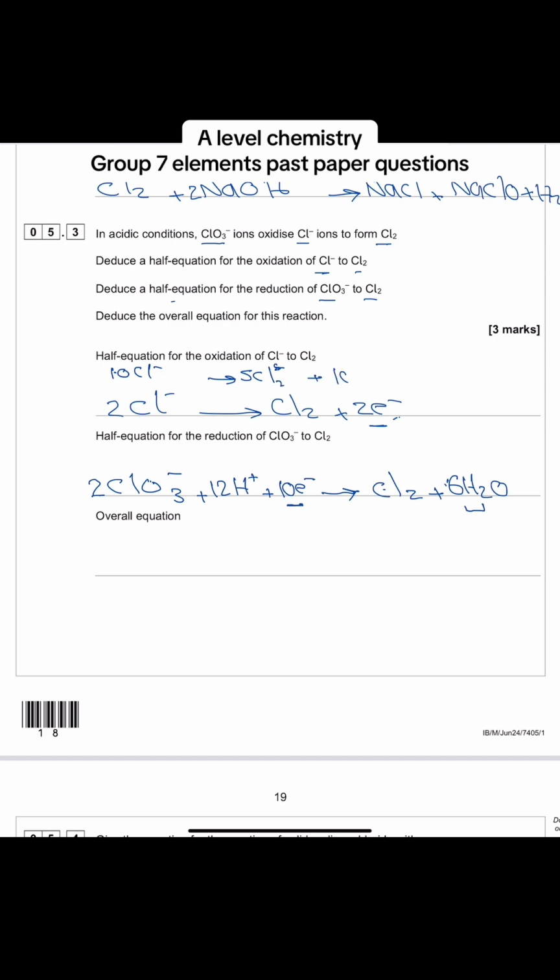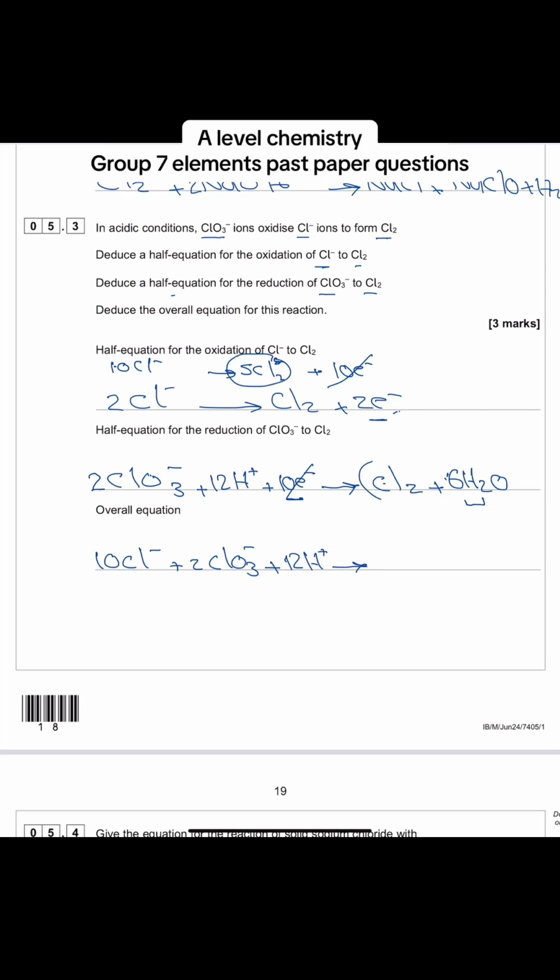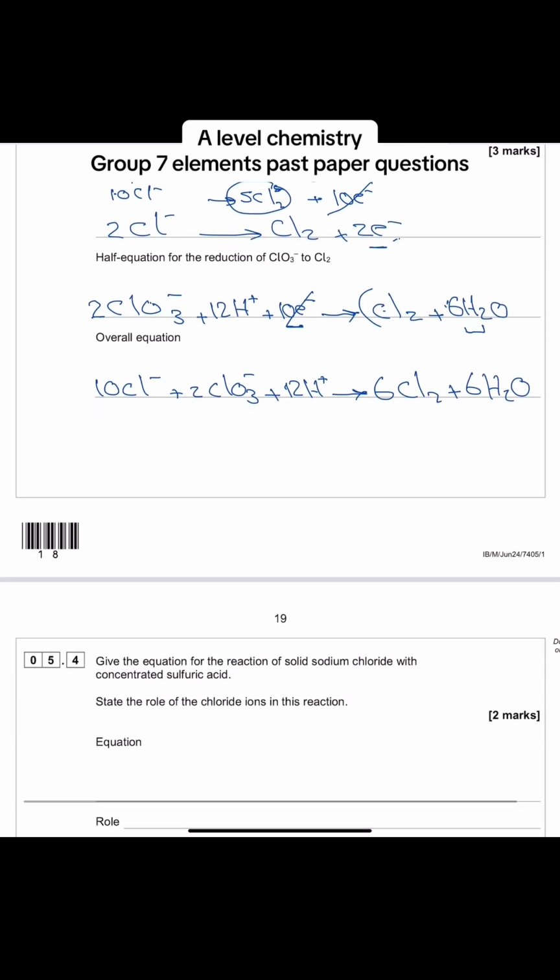chlorine, and 10 electrons. Now add these two together, the electrons will cancel each other out, and then we add everything. So 10 of the chloride plus 2 of the chlorate plus 12 of the hydrogen ion. That will give us, here we have 5 chlorine and here we have 1. So in total there are 6 of the chlorine and 6 of the water. You can divide everything by 2 as well, and that gives you 5 chloride to 1 of the chlorate and 6 hydrogen ion to give 3 chlorine and 3 water. Any of these will be accepted.